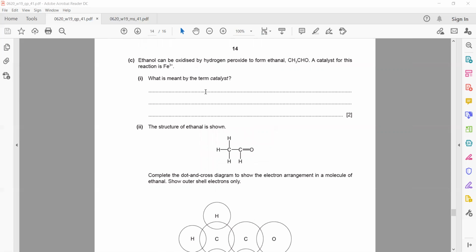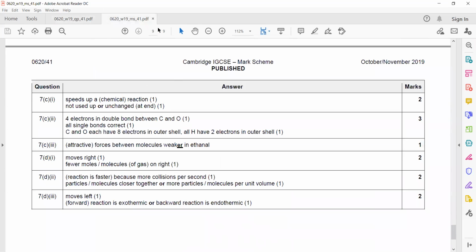Ethanol can be oxidized by hydrogen peroxide to form ethanoic acid. The catalyst for this reaction is iron(III). What is meant by the term catalyst? A substance which speeds up the reaction and does not change during a chemical reaction, or is not used up. So speeds up a chemical reaction, 1 mark. Not used up or chemically remains unchanged, that is the second mark.